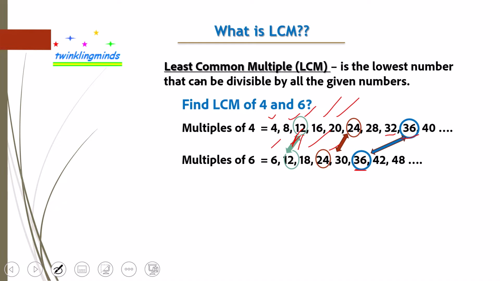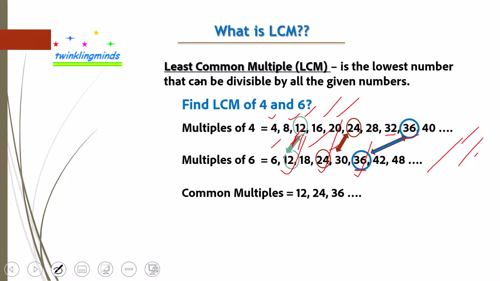Let us stop here. So the common multiples are 12, 24, 36 and so on, right? But what we need to find is least common multiple. So the smallest in this set is 12. So our LCM for 4 and 6 is 12. Very simple, right?